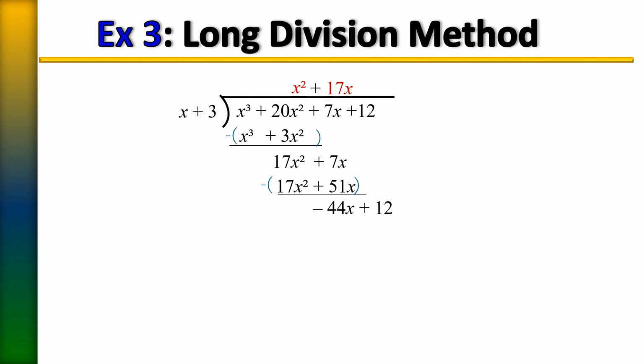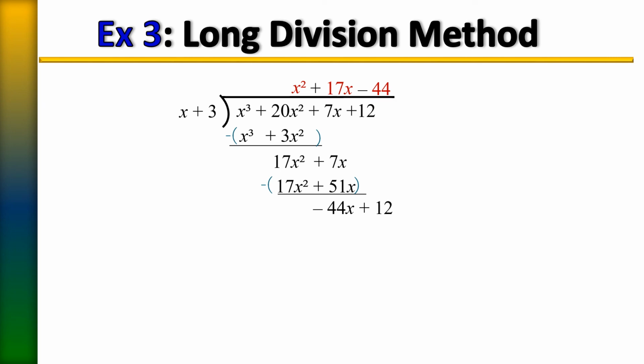Now you're going to look at the far end here to the left. This is negative 44x. We have an x. What do you need to multiply that x with to get negative 44x? Yes, that is correct. You would need to multiply it with negative 44. So let's go ahead and put that up top. Now we're going to distribute that negative 44 with both of the terms outside on the divisor.